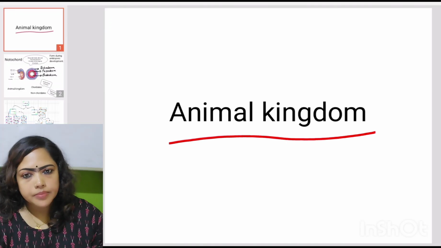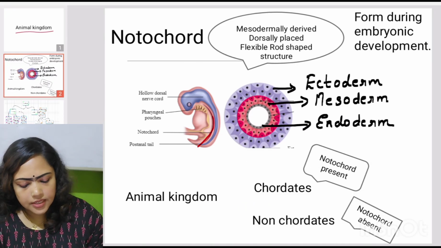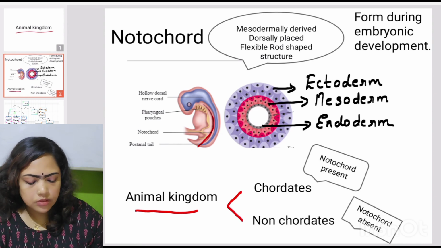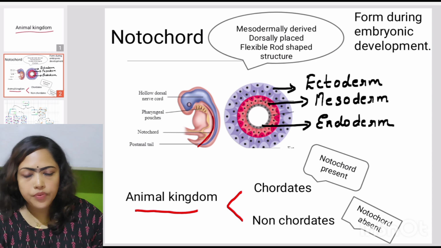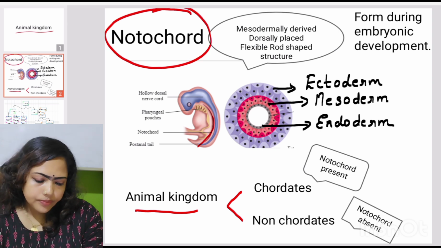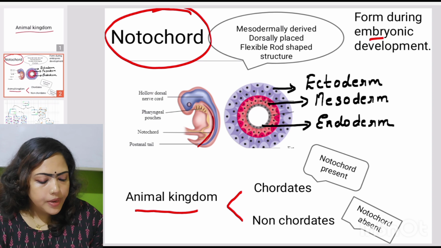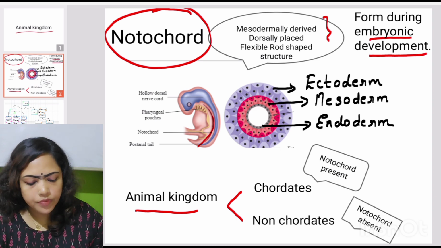Animal kingdom. This kingdom, Animalia, is classified into two different groups, chordates and non-chordates. And you know, this classification is on the basis of a particular structure called the notochord, which forms during embryonic development. Okay, and these are the different features of the notochord.